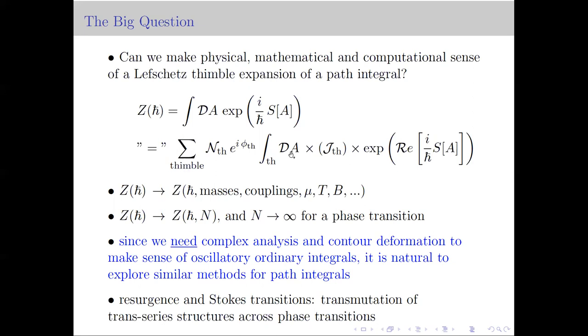And now remember your complex analysis, that the definition, once you've found the saddles, you deform the contours to go through the saddle points on steepest descent contours, which brings the integral under control mathematically. And then the task is to break up your original contour of integration into a sum of these steepest descent contours, which would be this sum over thimbles.